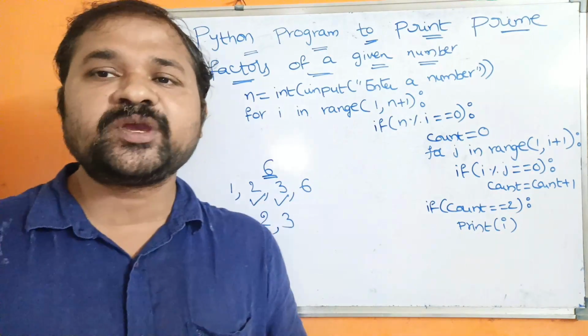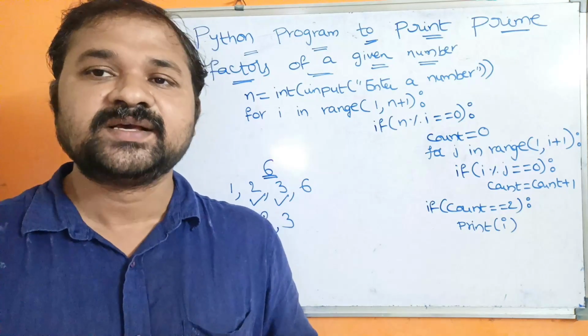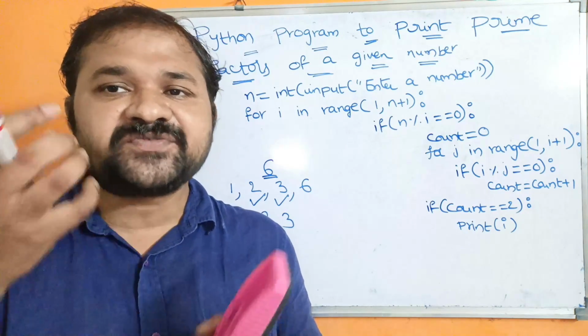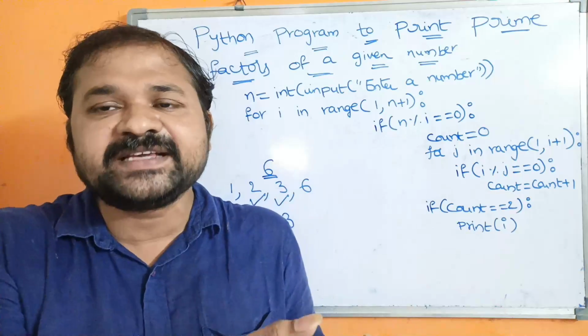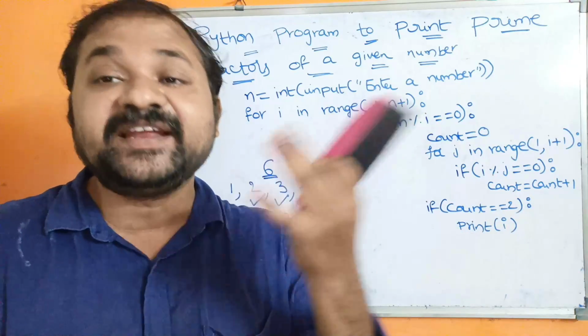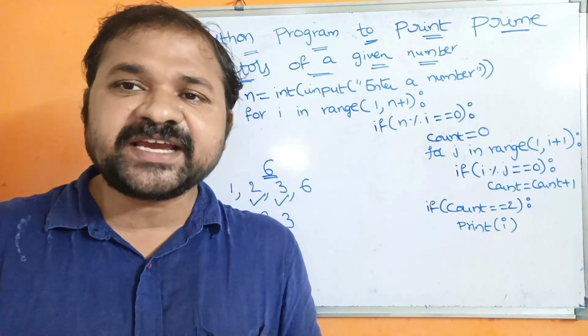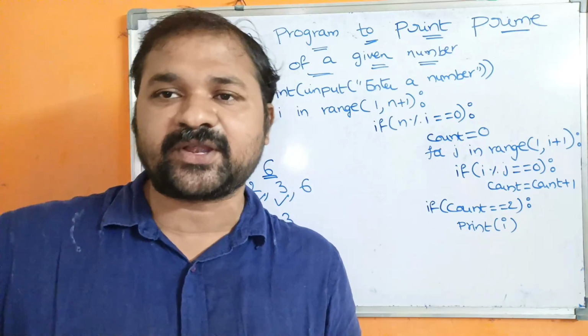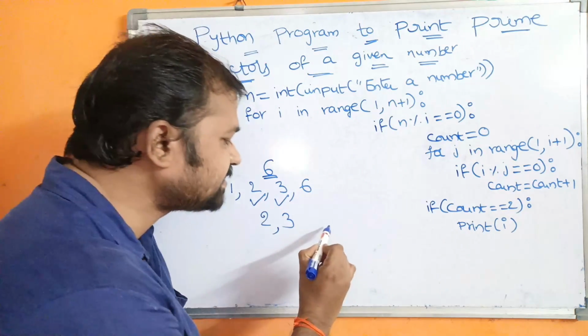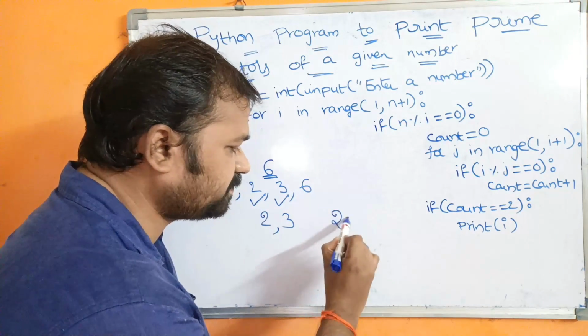Okay. So here we have to do two activities. The first activity is, we have to check whether that number is a factor or not. If it is a factor, then we need to check whether it is a prime number or not.